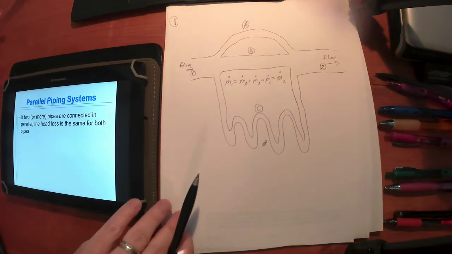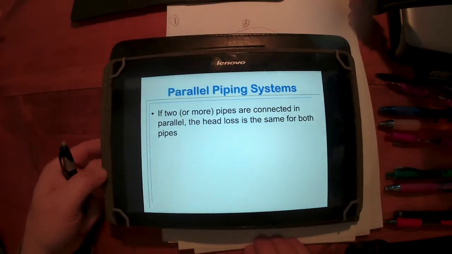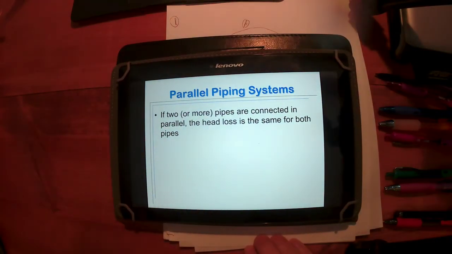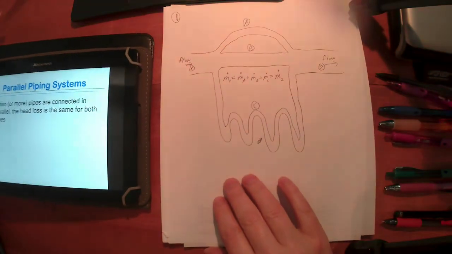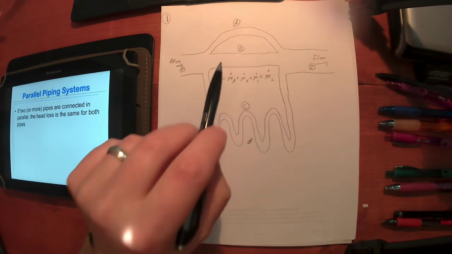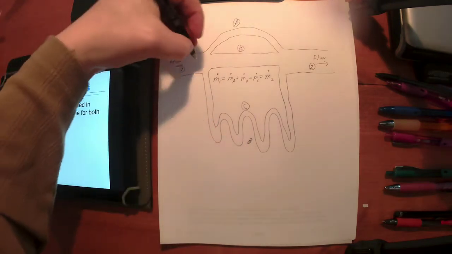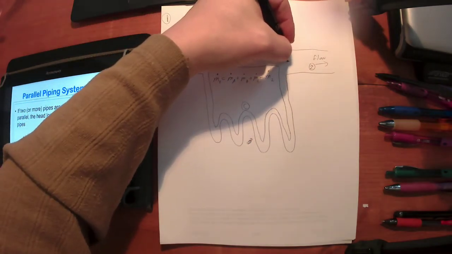Now, our theory here, as far as the losses go, what we're saying is that the head loss or the pressure loss or the energy loss is going to be the same for each one of these pipes here. Okay. So think about it this way. Let's say we talk about point 1 here and we talk about point 2 there.